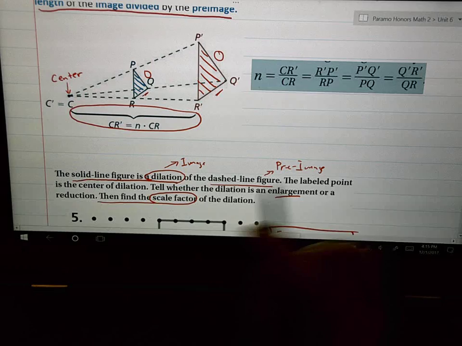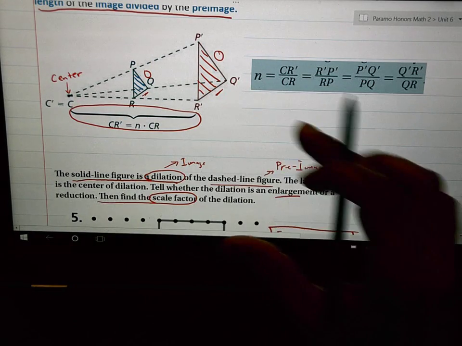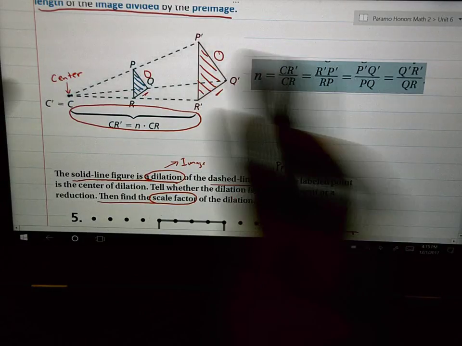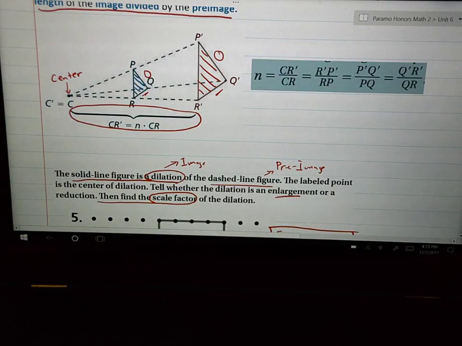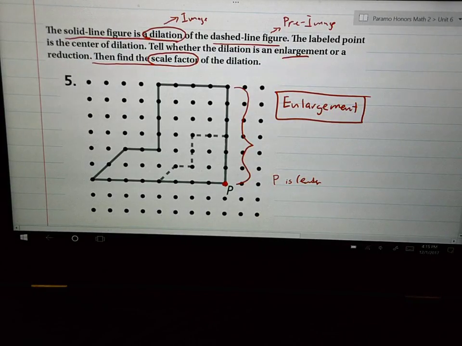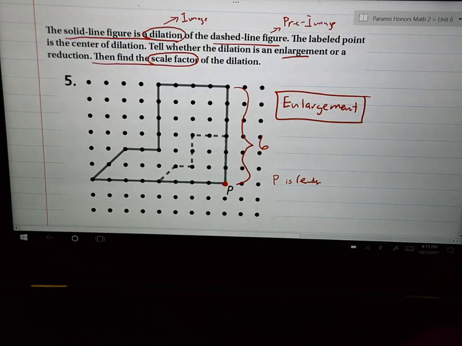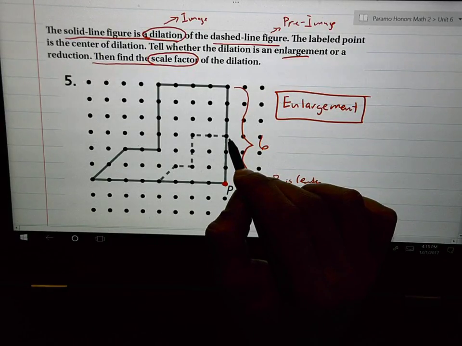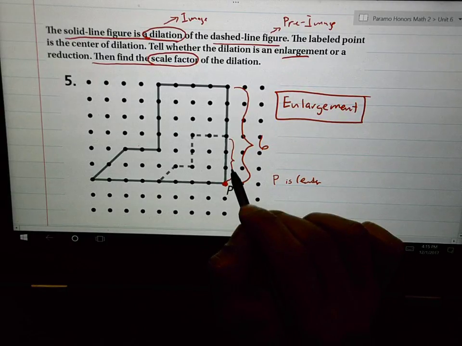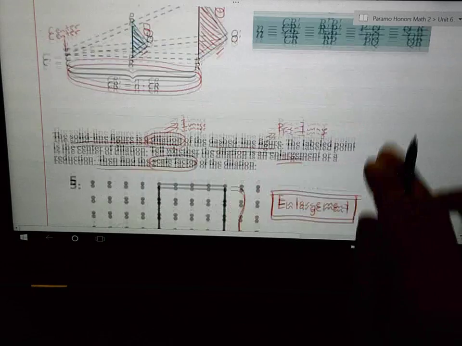If I want to know what the scale factor is, we can either take side divided by side, or we can take distance from the center of the image divided by the distance from the center to the pre-image. Here's what I would do. I'm going to go like this and just say, I know what the image distance is on the right side. What is this distance? 1 unit, 2 units, 3 units, 4 units, 5 units, 6 units. Now for the pre-image, do I know what the right side value is? 3.